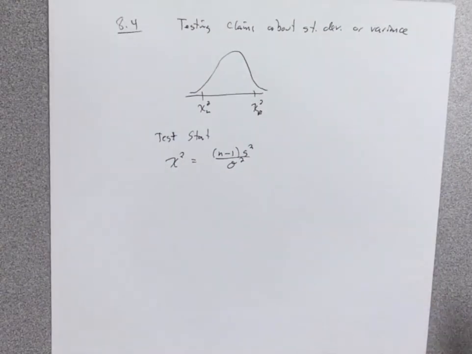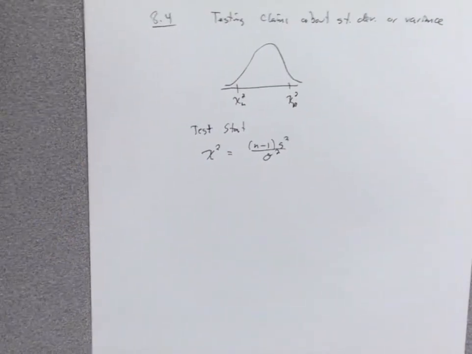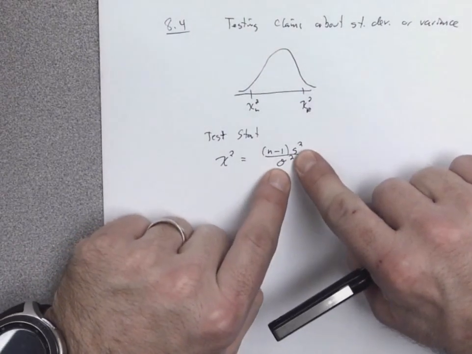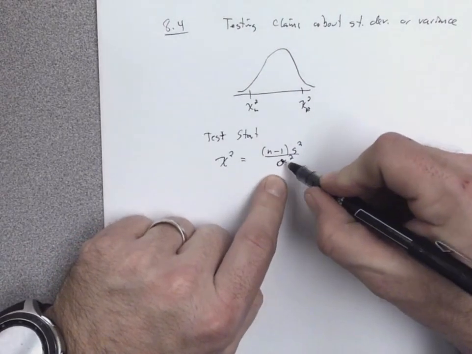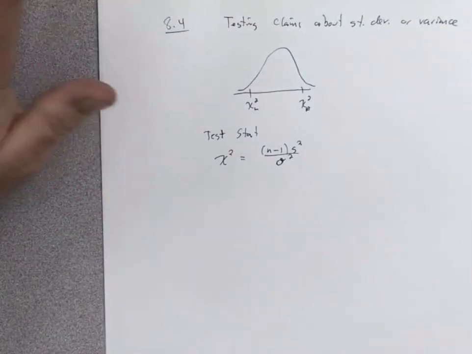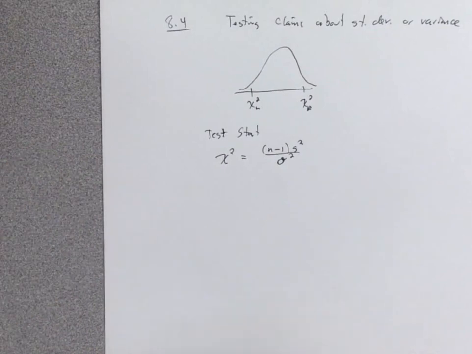These are either going to be given or you have to find them. What I mean by that is sigma squared is going to come from your claim, and s and n are going to come from your sample. So let's pick one.